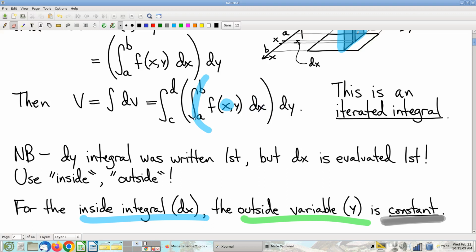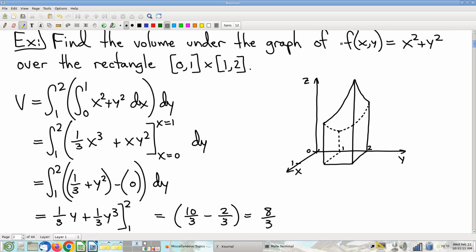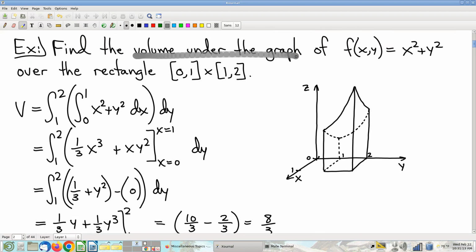Okay, let's dive in and do a calculation. So we're going to compute the volume under the graph of this function of two variables sitting over this rectangle in the xy plane. Real quick point of terminology or notation.